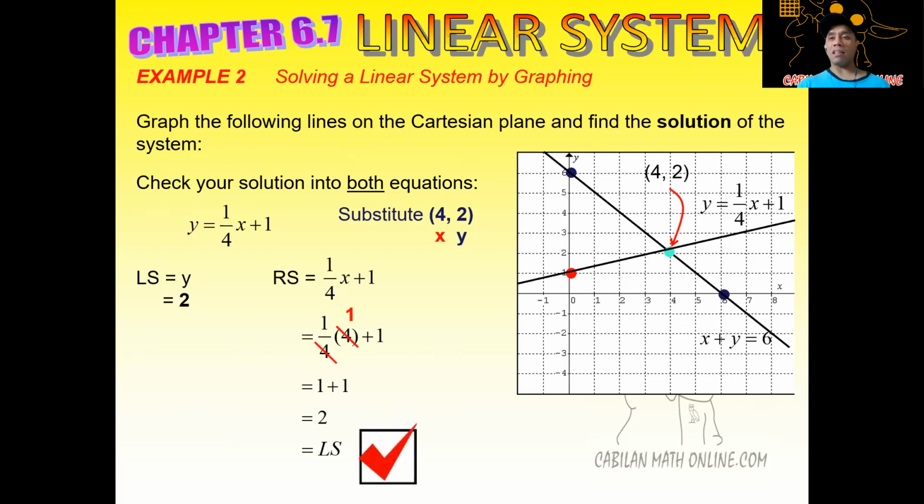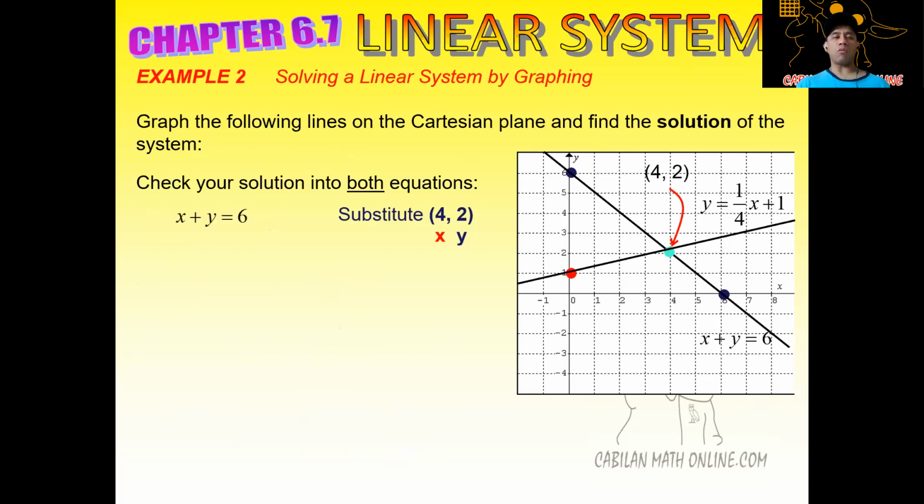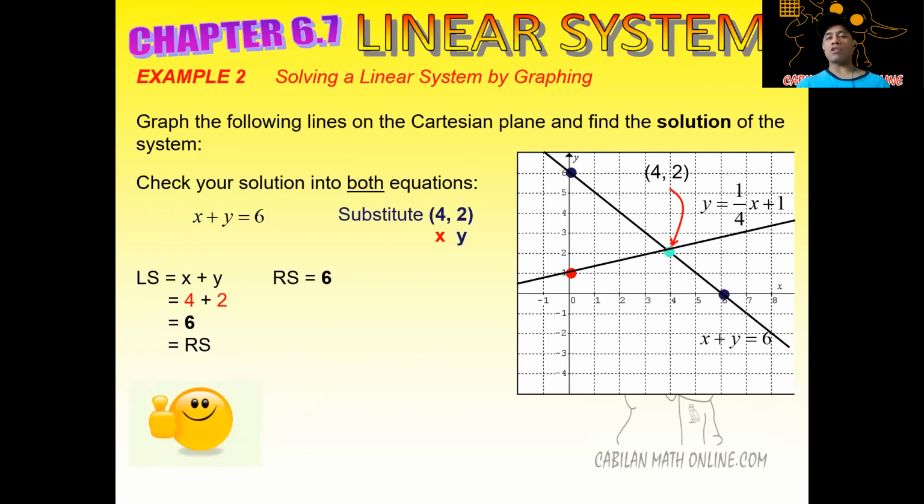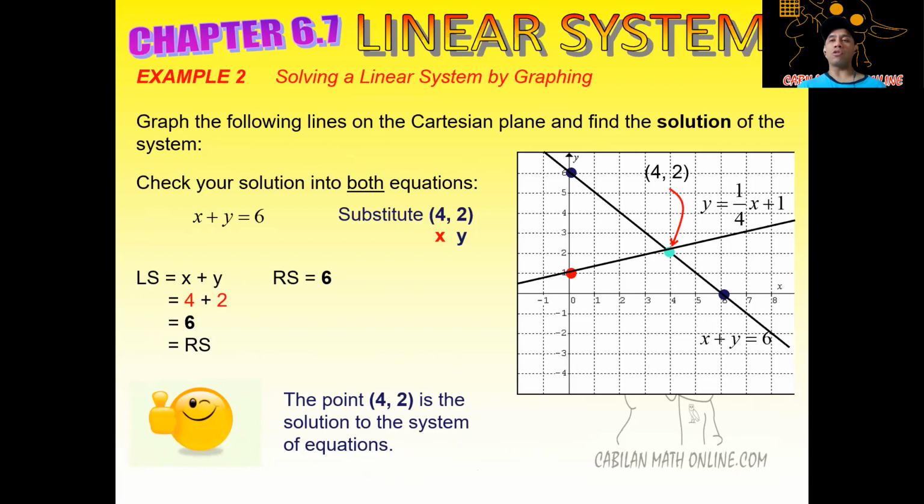Now let's check the second equation, which is x plus y equals 6. The left side is x plus y, and the right side is 6. Notice that the right side has already been done for us because it's the right side of the equal sign. In the next step, we're going to put the 4 and the 2 in for the x and the y, and sure enough, what we wind up getting there is the same thing. Since the point (4, 2) checks correctly into both equations, the thumbs up tells us that what we have is indeed the correct solution. Be sure you state that, just to define what the solution is.